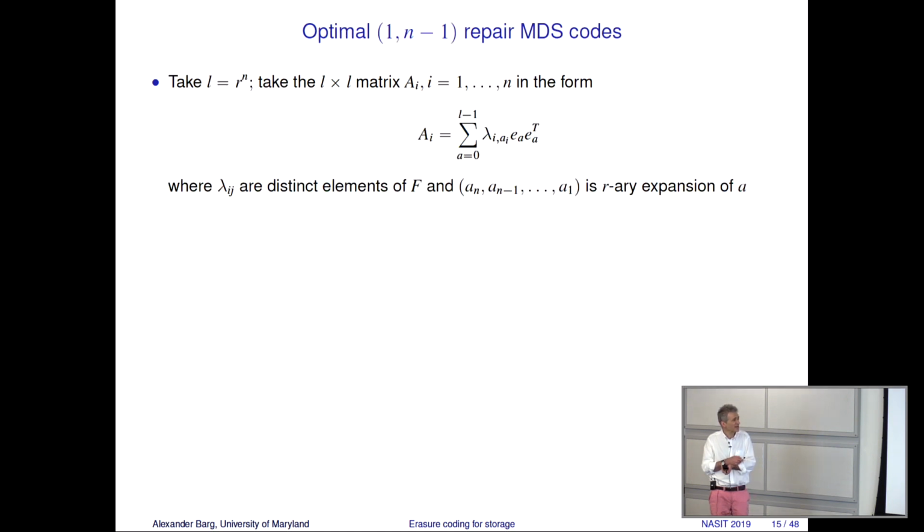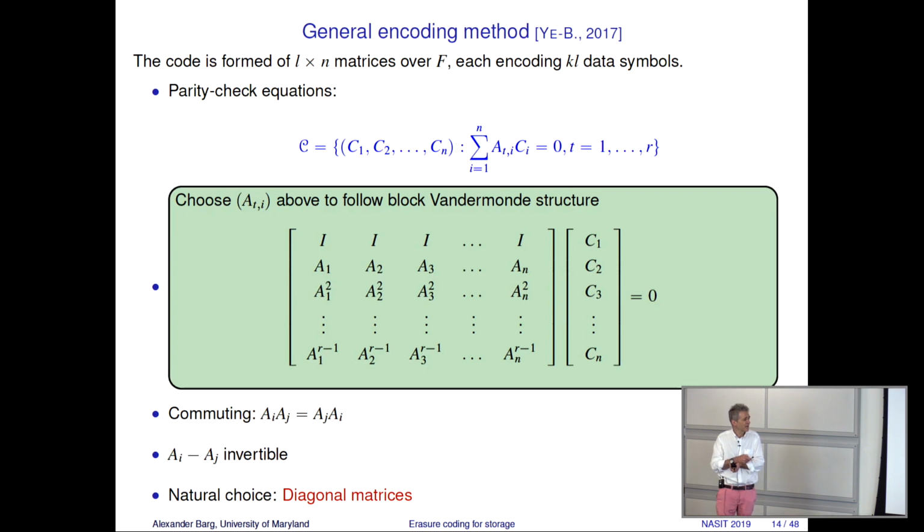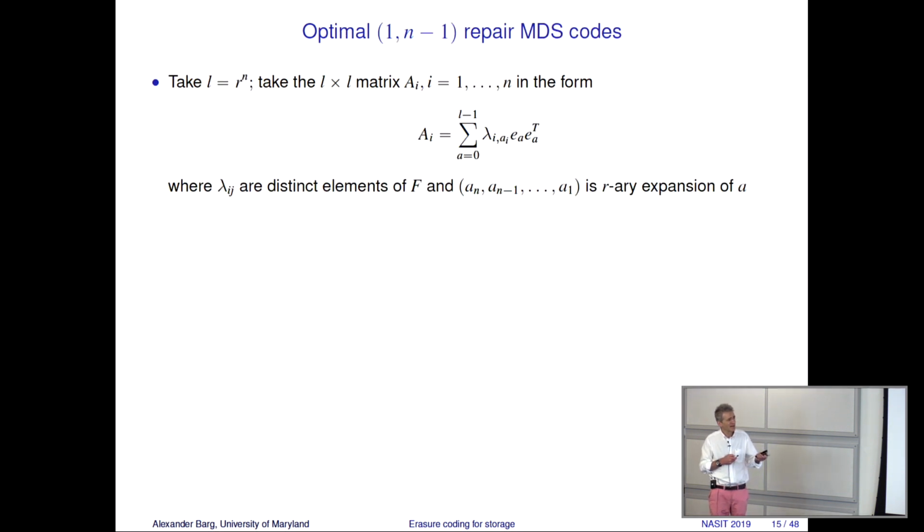So we take our matrices in the following form. E_a is the standard basis vector, so that's a fancy way to write a diagonal matrix with lambdas on the diagonal, right? We have the basis vector, we have the basis vector, we do this outer product of the vectors, we get a matrix with 1, 1, and at that position we write the lambda. All right? And the lambdas are distinct elements of the field.